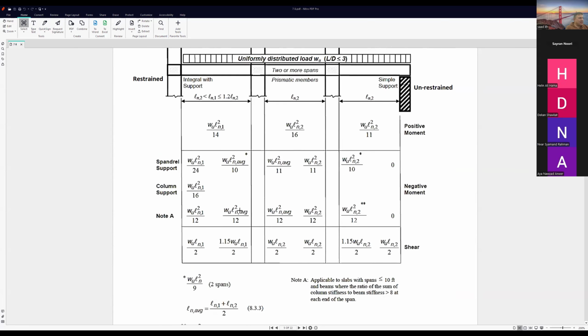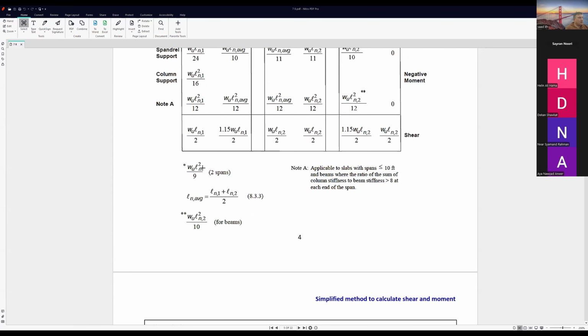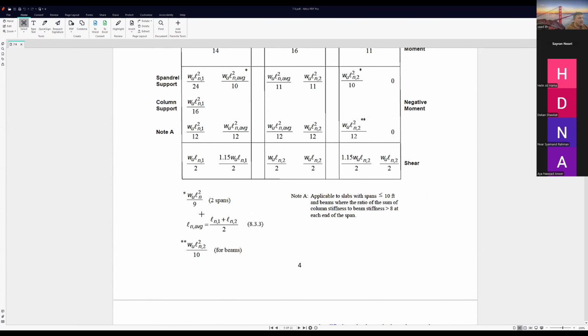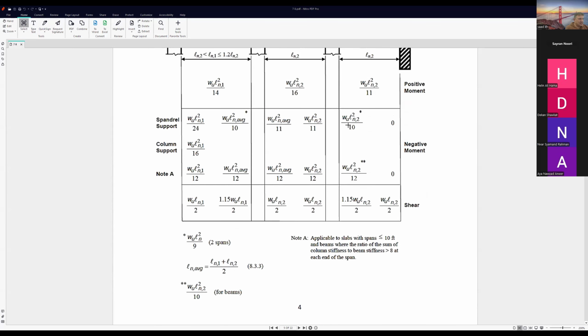And we have the negative. Here we have the negative, the same negative: WL square over 11, WL square over 11, WL square over 10. Here we have 0, so WL square over 9. This is the star. If you see the star here, what is the meaning of the star? If we have two spans only, this is WL square over 9. If we have more than two spans, it is WL square over 10.